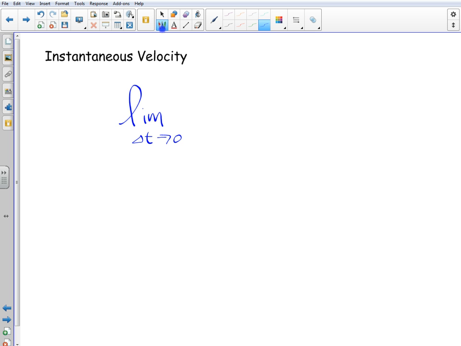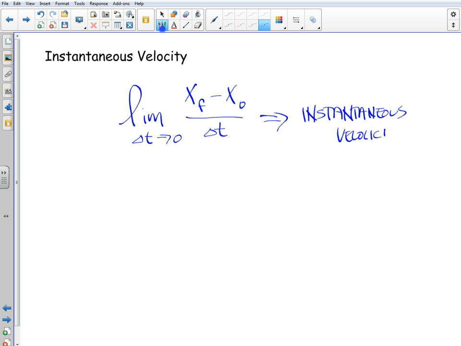As you approach no change in time, what would happen to this? Well, what you get when you do that is something called the instantaneous velocity. And I'll give you an example of this. When you're driving along in your car and you glance at your speedometer and it says 50 miles an hour, that's how fast you're going at that instant.